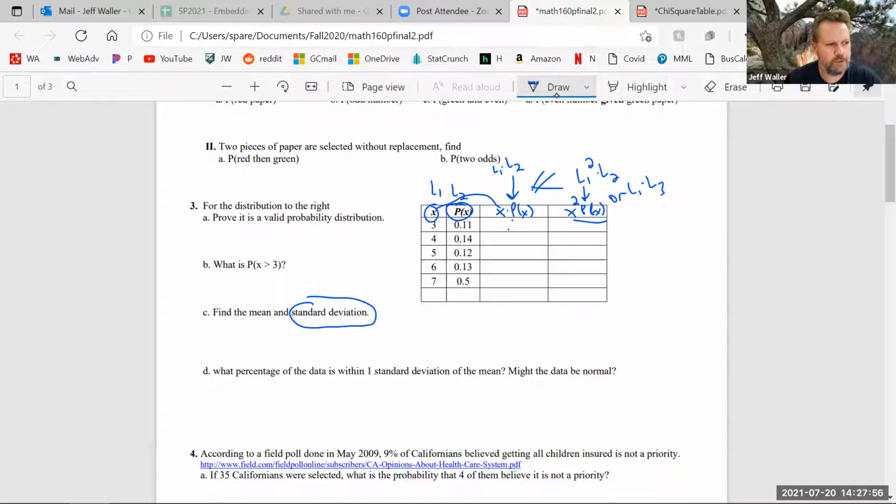So if I do this real quick, 3 times 0.11, 4 times 0.14, 5 times 0.12, 6 times 0.13, 7 times 0.5. I think I did that right. And then you multiply by another x. Are you guys following what I'm doing here? The biggest mistake I see is people either just square this to go here. No, that would be x squared p squared, wouldn't it? That's not good. I want x squared times p of x.